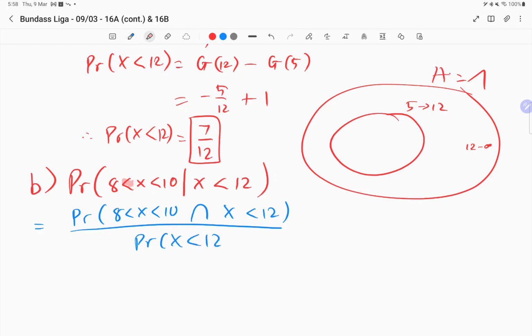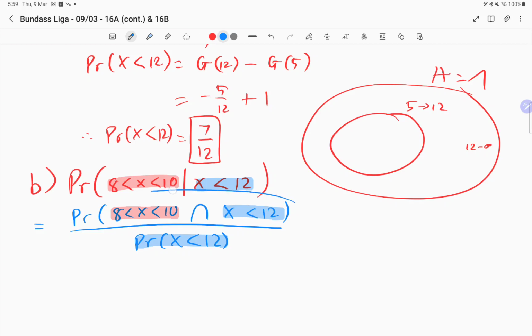I'll just highlight for you. This is event A, and this will be event B. It's just the probability of A given B, where A is between 8 and 10, and B is less than 12. It's the same as the probability of A and B over the probability of B. It's just a conditional probability formula. Any question here? Sahar? You sure? Emily? You sure? Okay, alright, I'll continue.